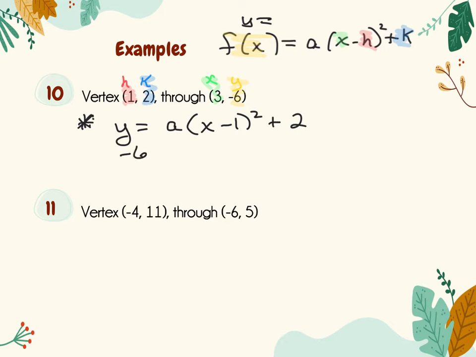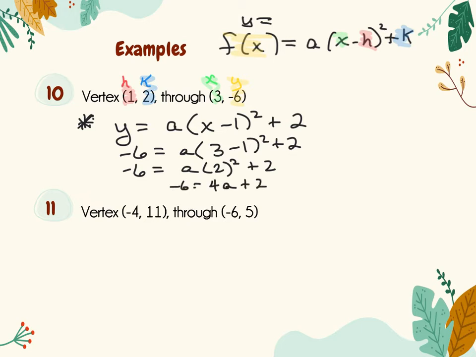So I'm going to get negative 6 is equal to a times x minus 1 squared. Oh wait, sorry, let me go back. I'm replacing x with a 3. And now I need to follow order of operations. So I'm going to do what's in the parentheses. 3 minus 1 is 2. Next I'm going to square the 2.